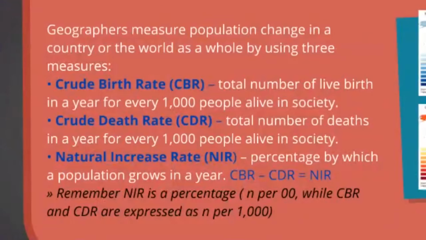So when we combine the crude birth rate and the crude death rate, it gives us the natural increase rate, the NIR. That's shown as a percent, and it's showing what percent the population is growing in a year. What you do is you take the crude birth rate and subtract the crude death rate, and that gives you the NIR. Remember, it's a percentage where the other two are per 1,000. That way you can multiply the population by the NIR and see the growth of a society.